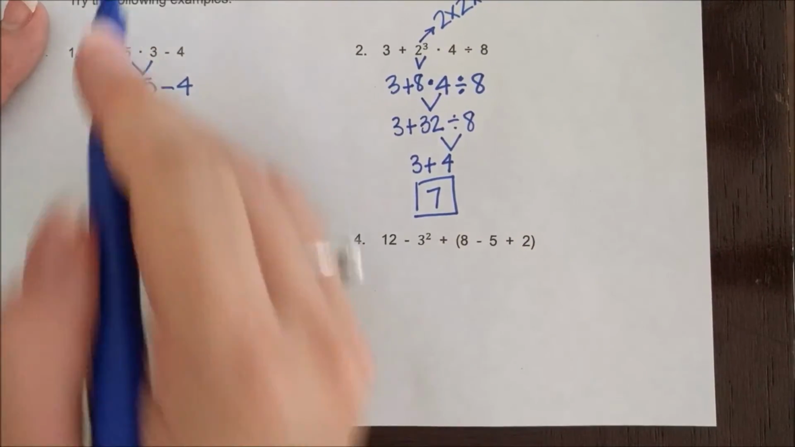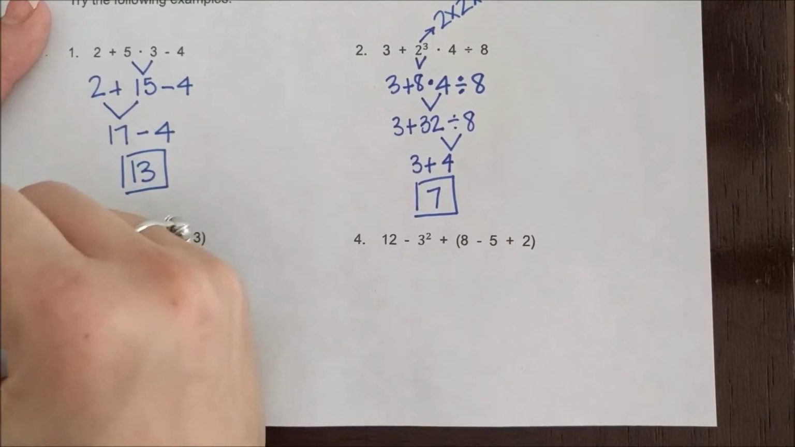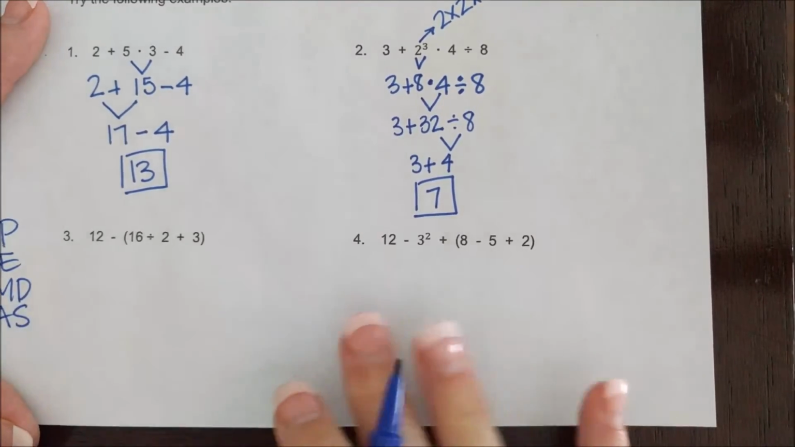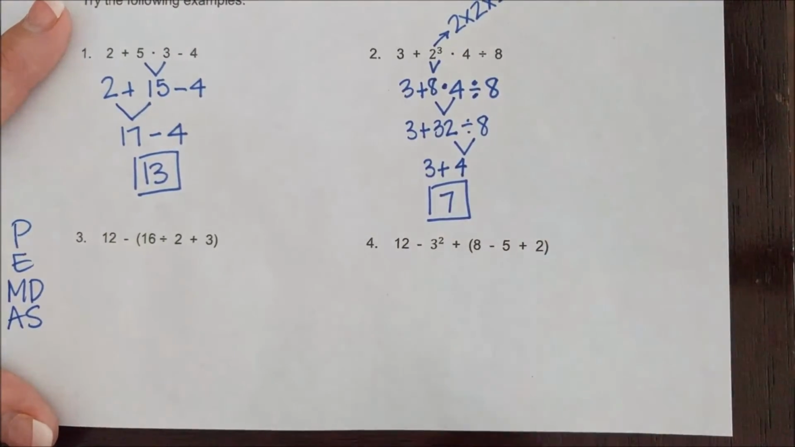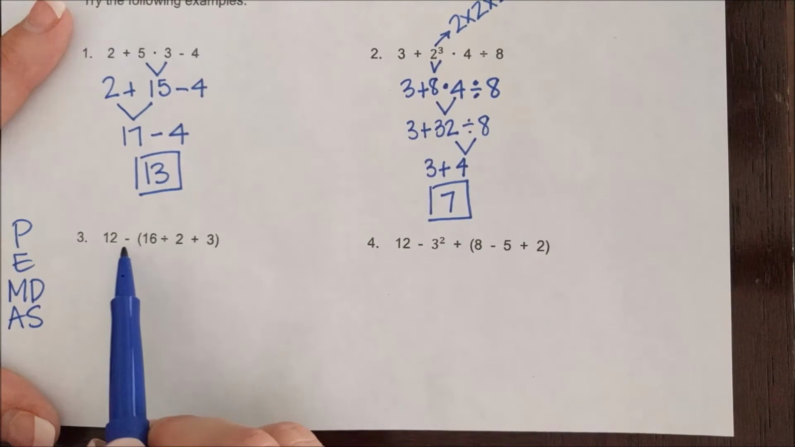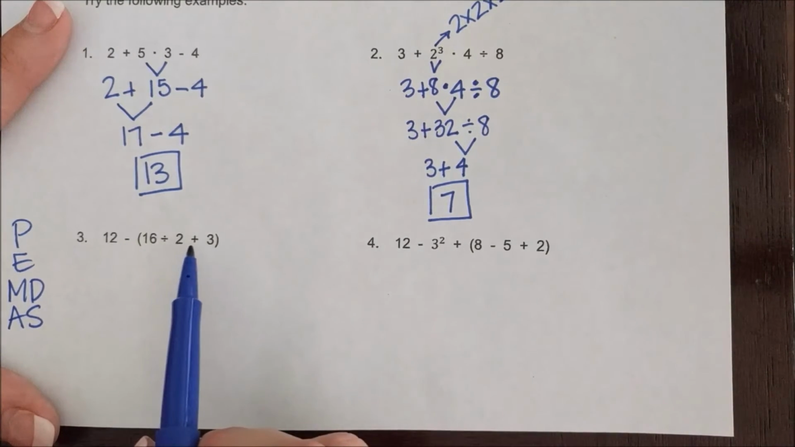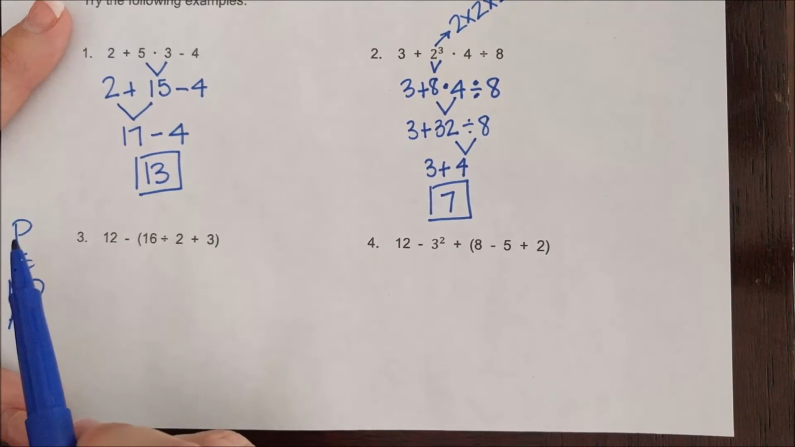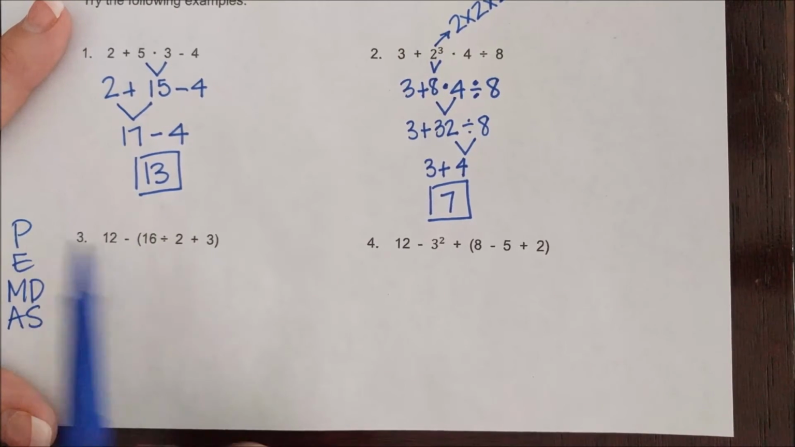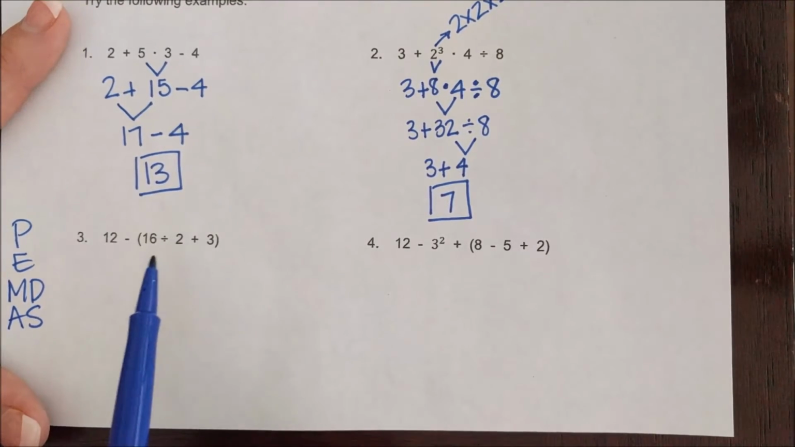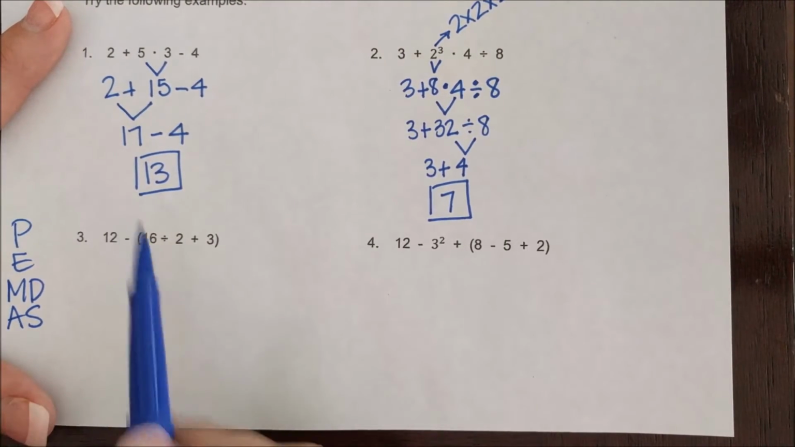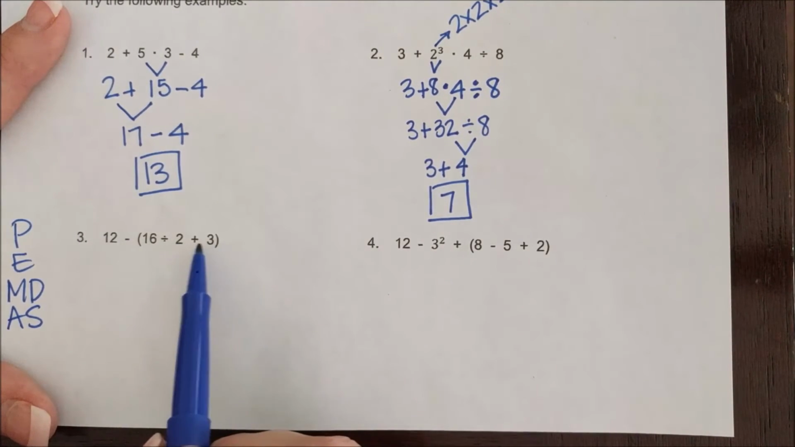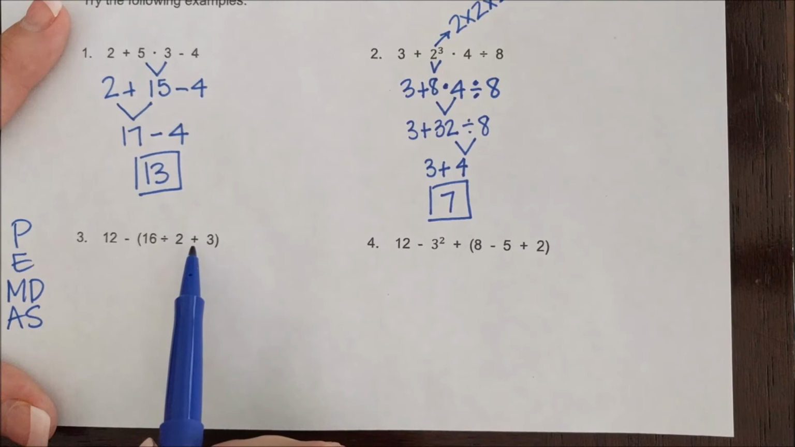Okay, I know it's kind of hard to see our PEMDAS up here, so I'm going to write it down the side. Okay, PEMDAS. All right. So I've got 12 minus, and in parentheses, 16 divided by 2 plus 3. All right, well, let's follow our order of operations. P comes first, parentheses. I do have parentheses, so I'm going to do whatever is inside the parentheses first. Well, if I look inside the parentheses, I've got 16 divided by 2 plus 3.